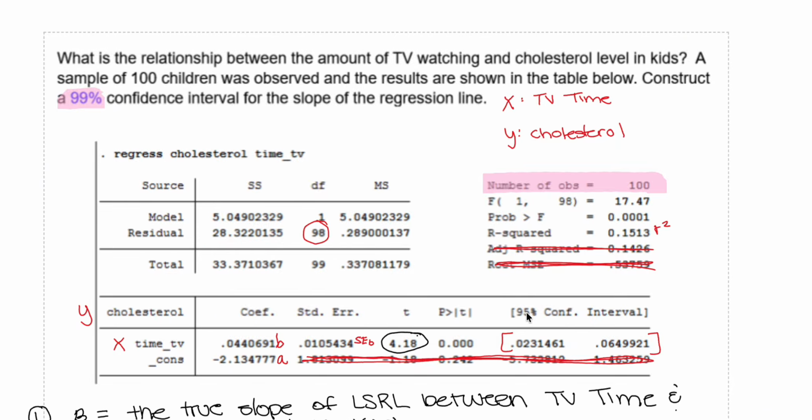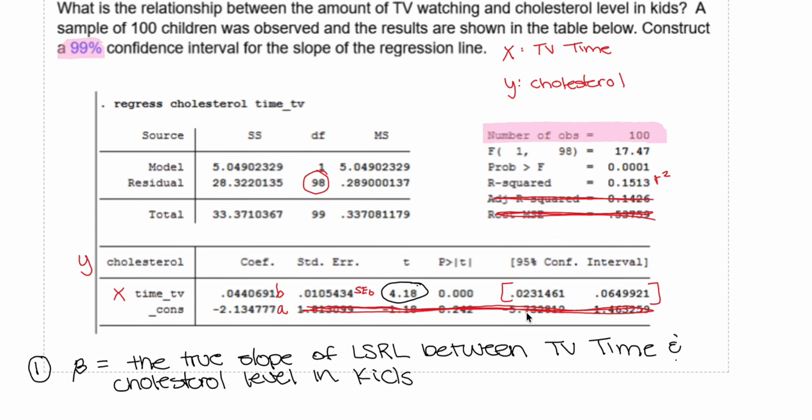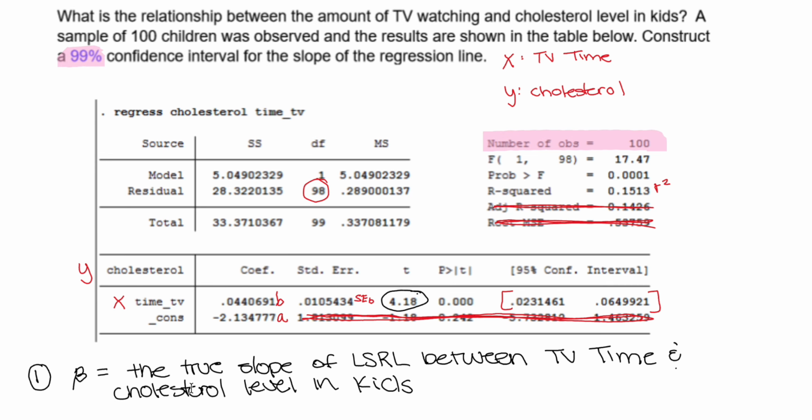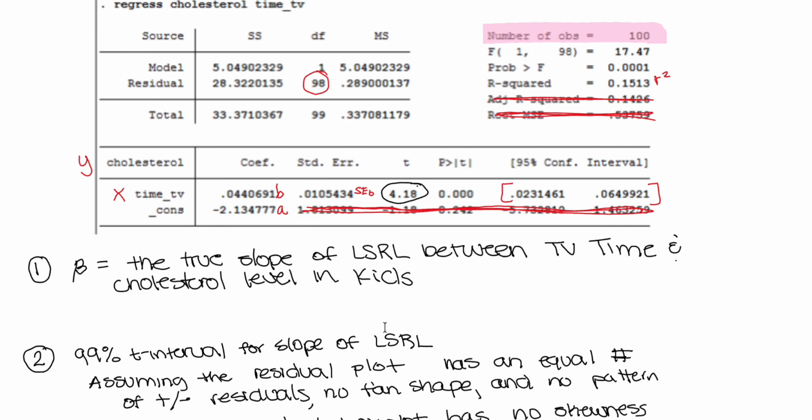So just as always, starting our first step, which is saying what beta means. Beta is the true slope of the LSRL between TV time and cholesterol level in kids. So remember to say the true and slope. Those are the two keywords. And LSRL. Second step is, first of all, naming the procedure.